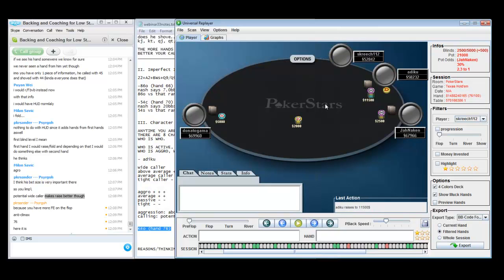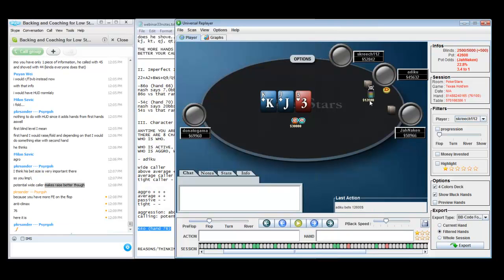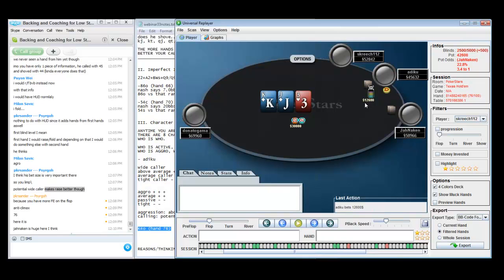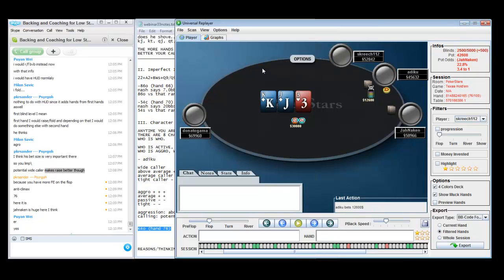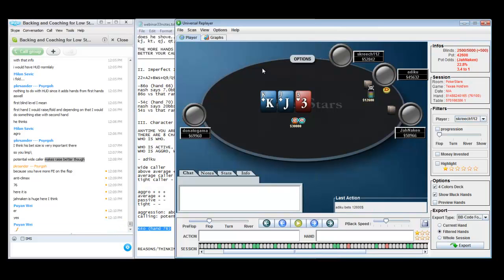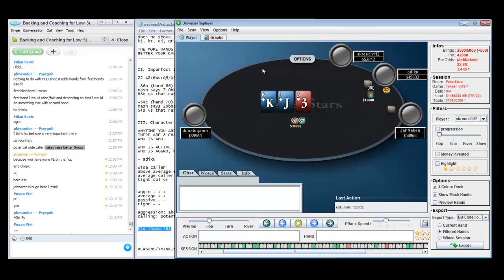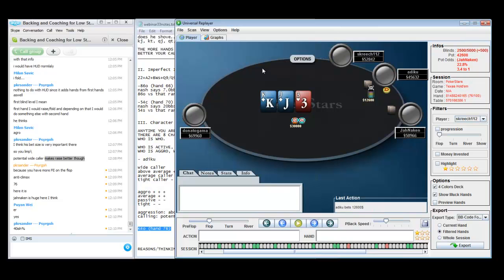Button raises. Small blind calls. Big blind folds. Here's the flop. Hey, Puyon, remember what you said earlier about the percentage of a c-bet? You said his c-betting size was small. Remember, he bet like 8,700 and 20,000. This is like the same kind of percentage. Remember what he did last time when he c-bet? He c-bet and gave up. Right?